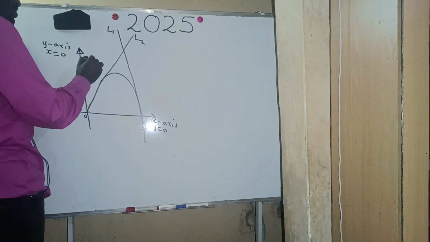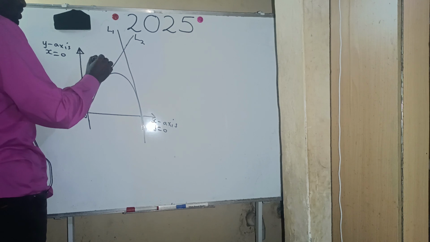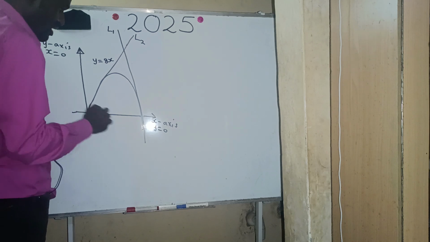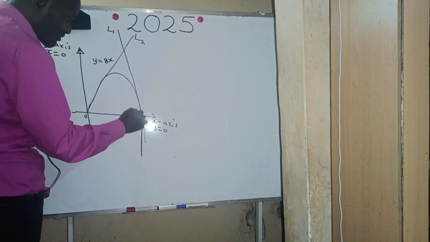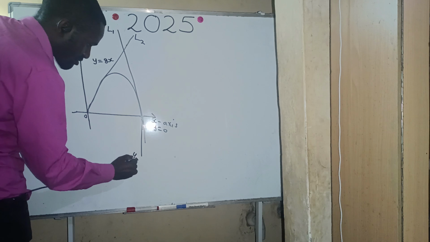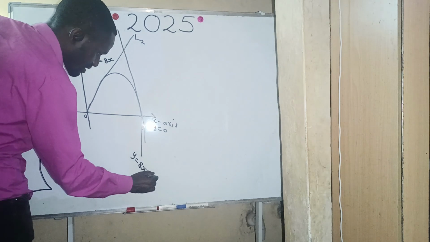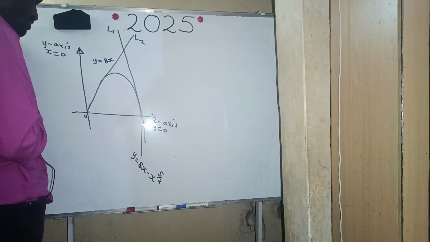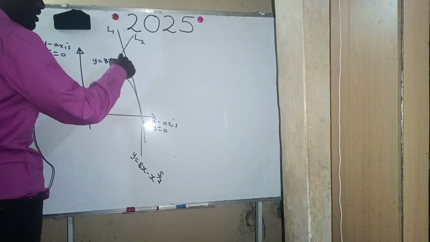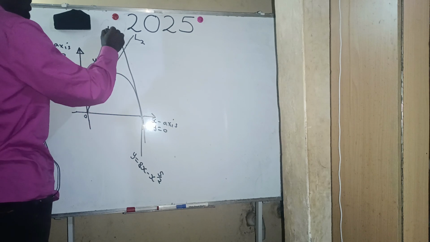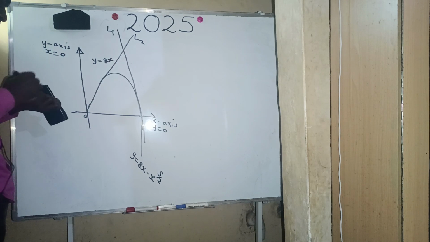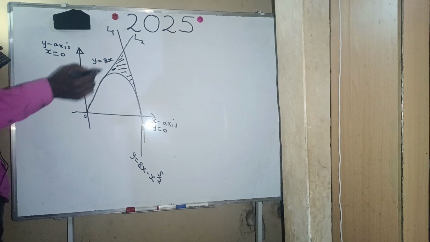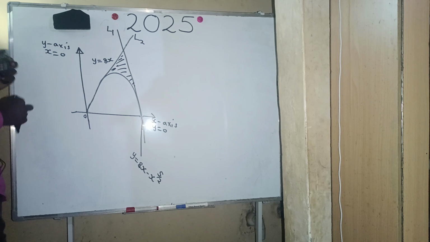We've been told this line 2 is y equals 8x. Right. And I'm told that the curve has the equation y equals 8x minus x raised to 5 over 2. So that is the equation of that curve, and this other line L1, we get to know its equation as we proceed with our working. So this part is shaded. We get to understand why in the other parts that we're going to work on.